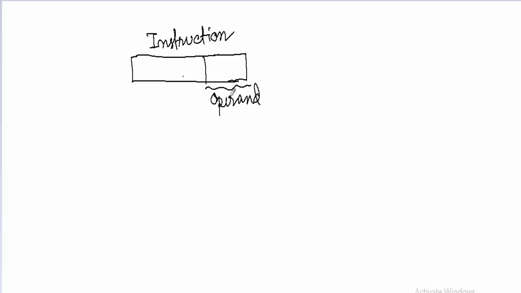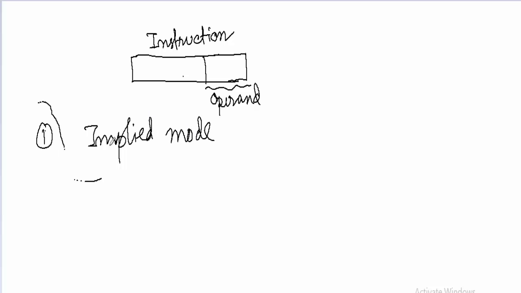So now let's see all the ways to use the operand part to get the effective address. Those ways are called different modes. Let's see the first one. The first mode is called implied mode.